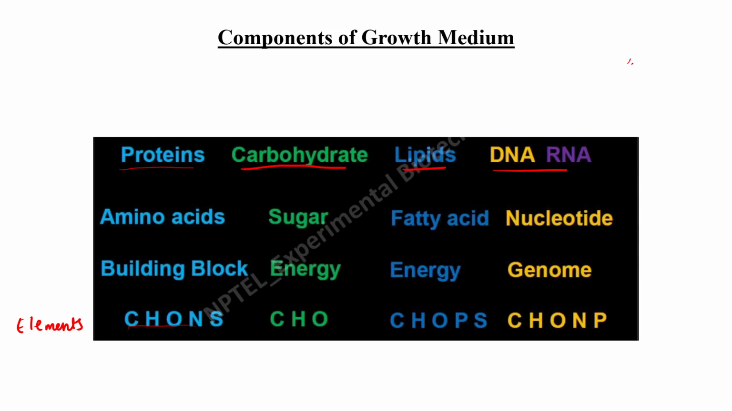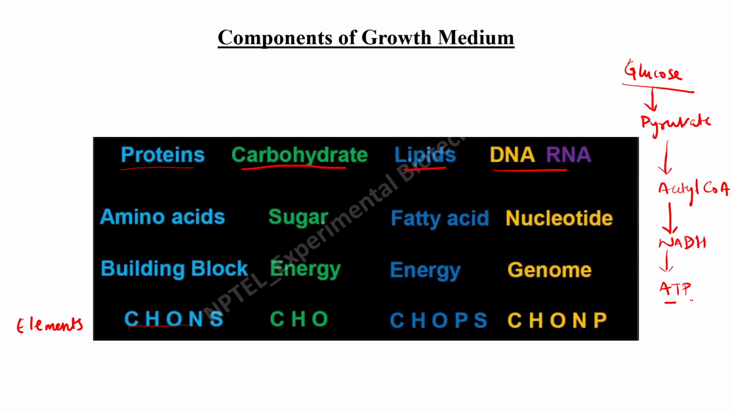Okay, and for carbohydrates, if you know the glycolysis pathway, whenever we provide any sugar, let's say the simplest sugar, that is glucose, through glycolysis the glucose is converted into pyruvate, and then later this enters the Krebs cycle in the form of acetyl coenzyme A that can generate enough NADPH or NADH, which can enter the electron transport chain to produce ATP, right? So from glucose, ATP is the energy source.